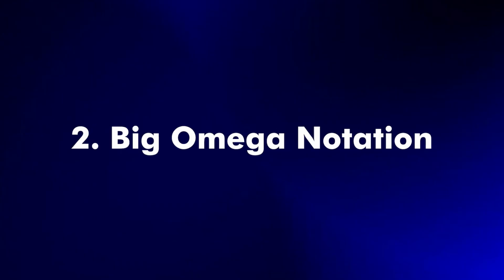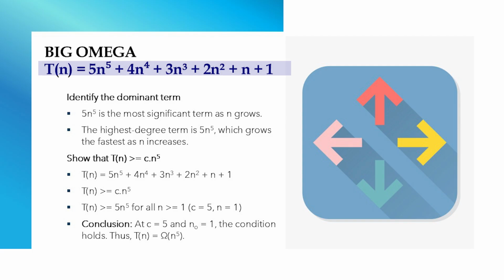Next, we move over to the big omega notation. Of course, the big omega gives us the lower bound or the best case scenario. And we're going to express this function in big omega notation. So the first thing we're going to do is to determine the dominant term. And the dominant term here is 5n raised to power 5.